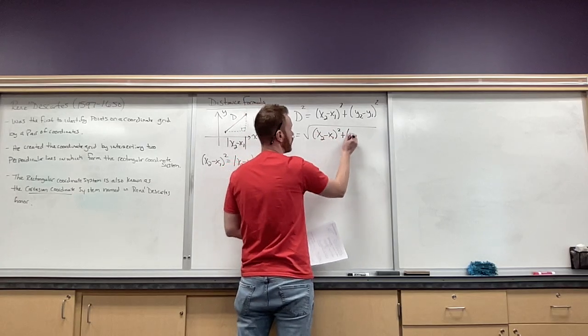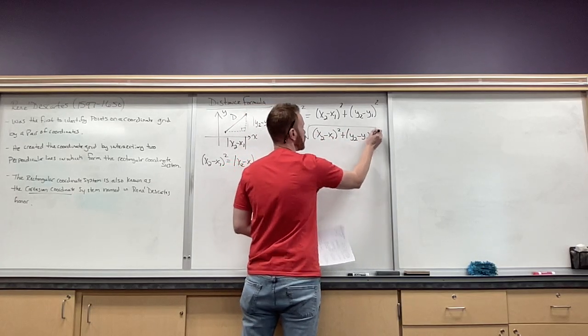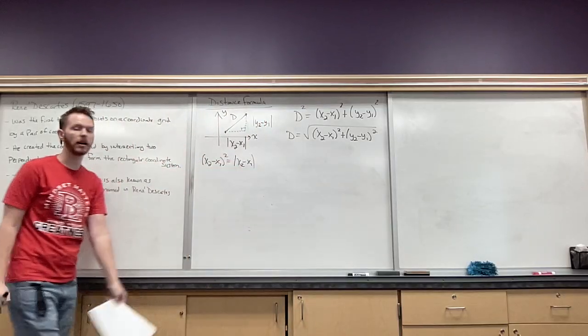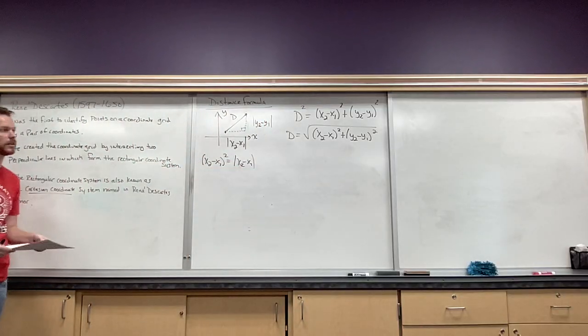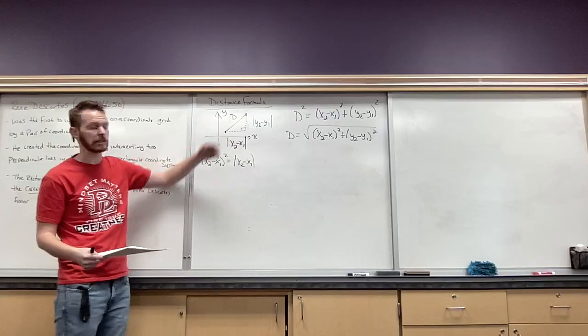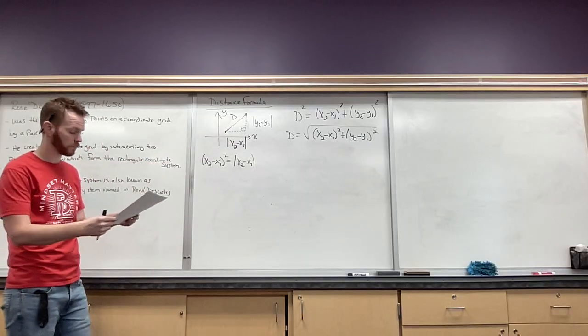Typically, when doing the square root of anything, we include a positive and negative term, but I don't need to do that here because we're talking about distance. So we're just doing the positive end of the square root.